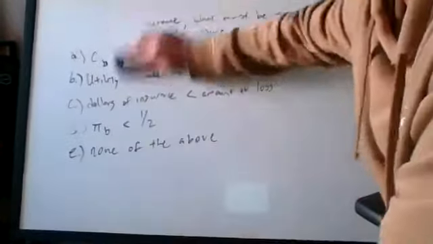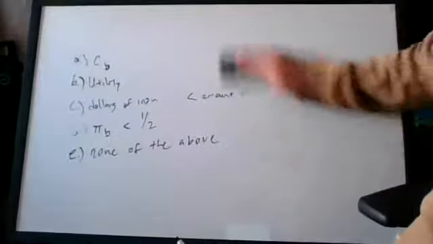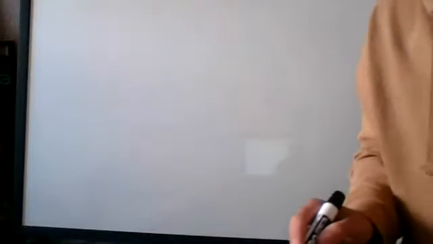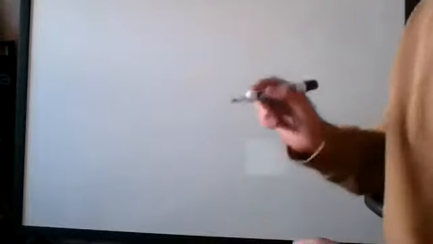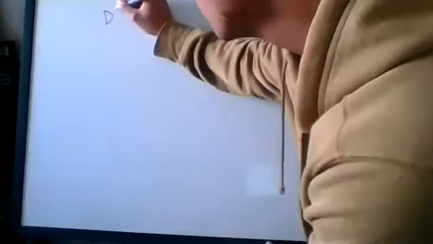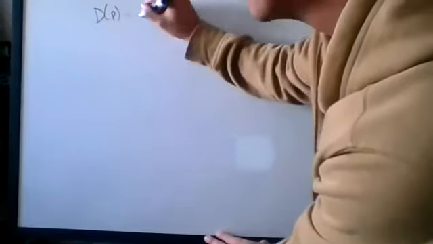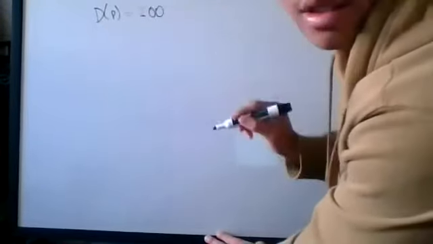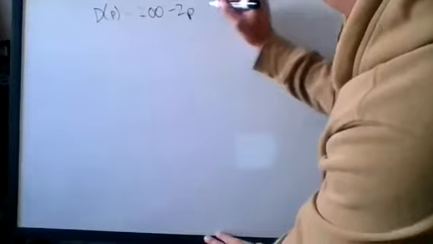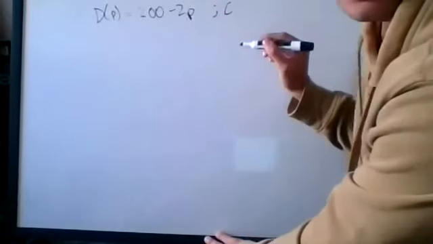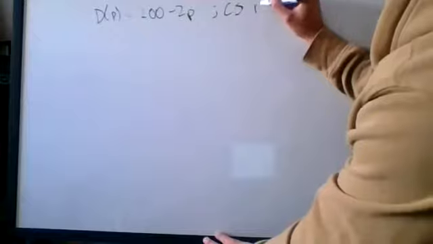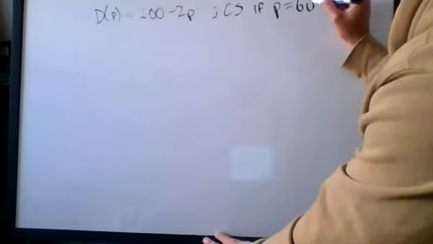In the same midterm, there's problem 5, and this is a market demand problem. And so we're going to cover this and see how we can approach this problem. So we're given that D of P is equal to 200 minus 2P. And we're asked, what is consumer surplus if P is equal to 60?